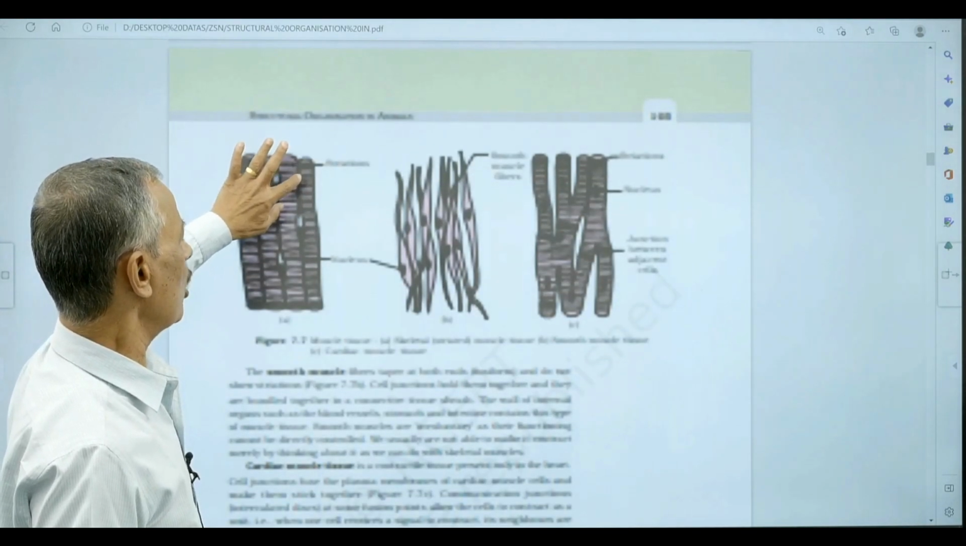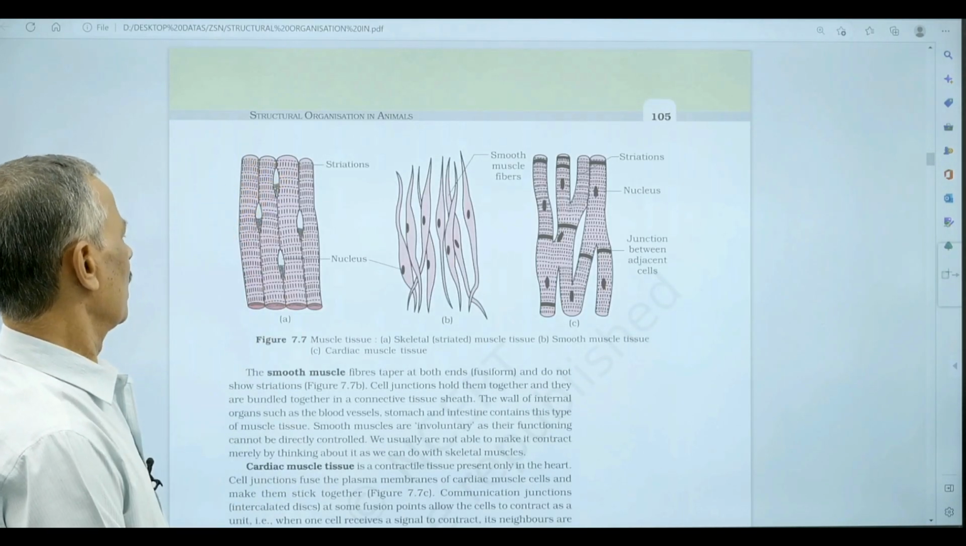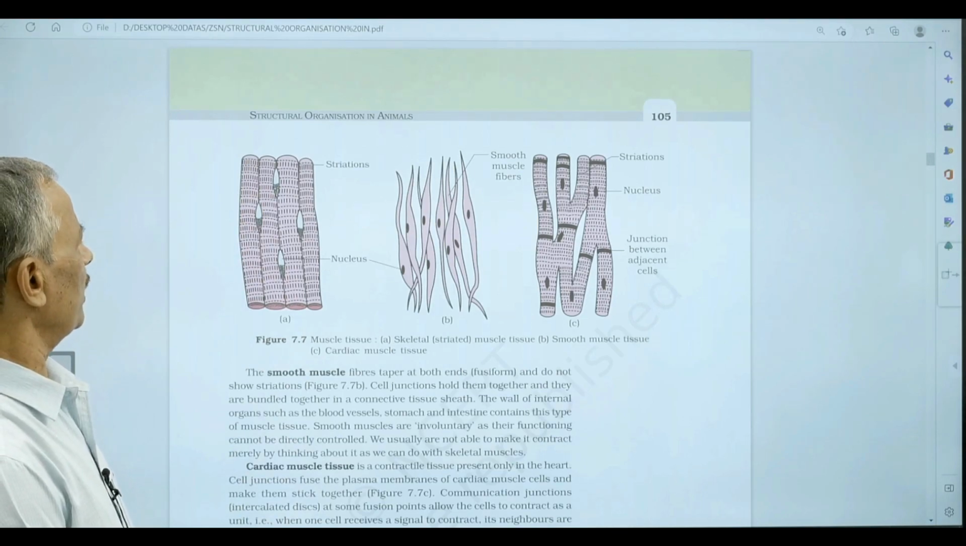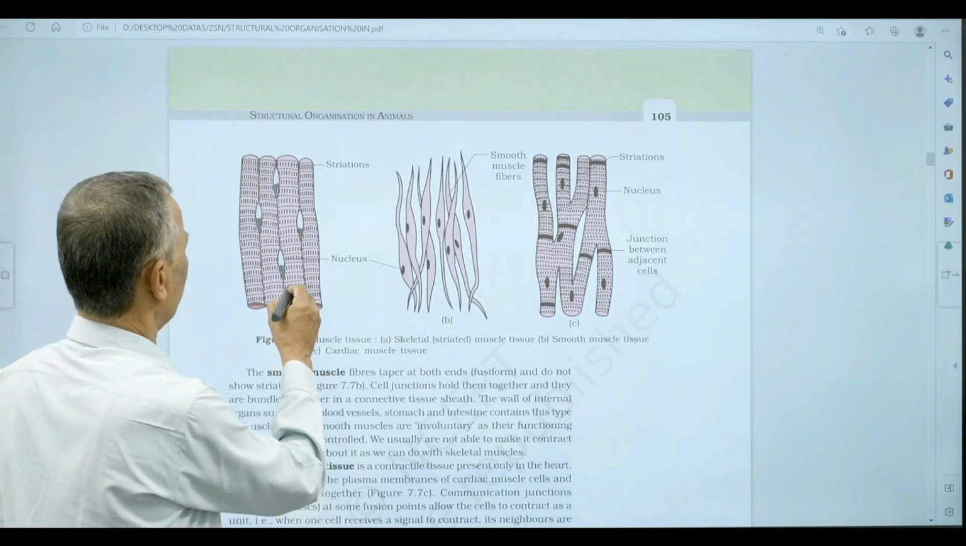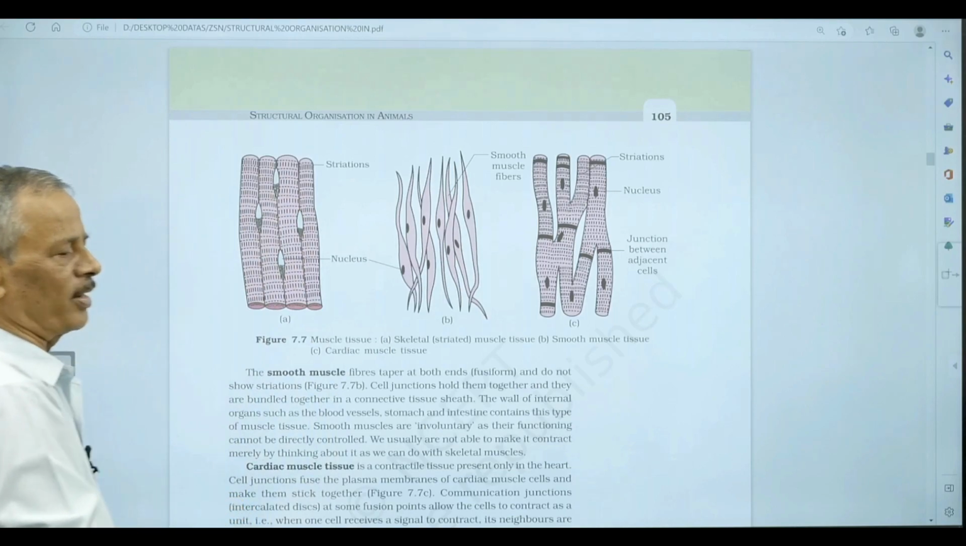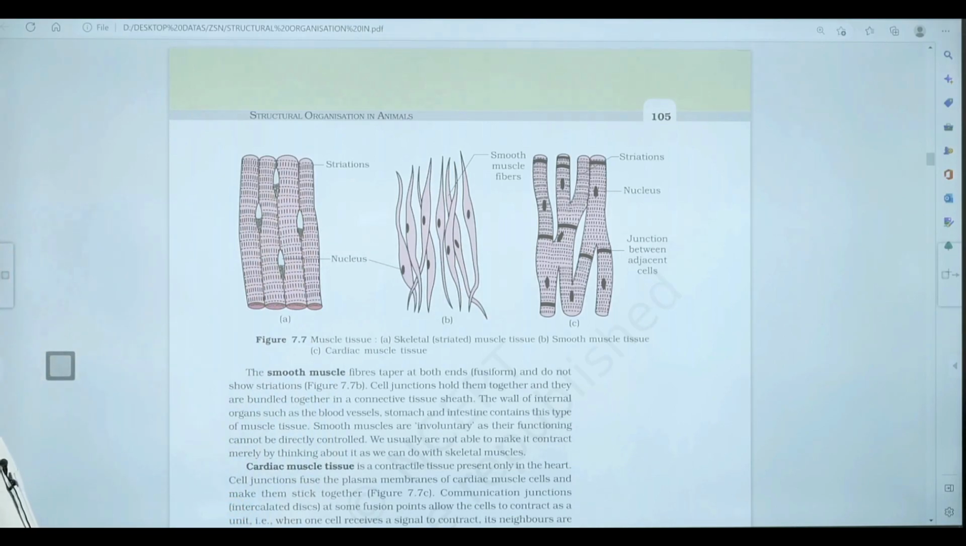Skeletal muscles are voluntary. They are also called striated. Why are they called striated? Because you have alternate dark and white appearances if you observe them under a microscope. That's why they are called striated.